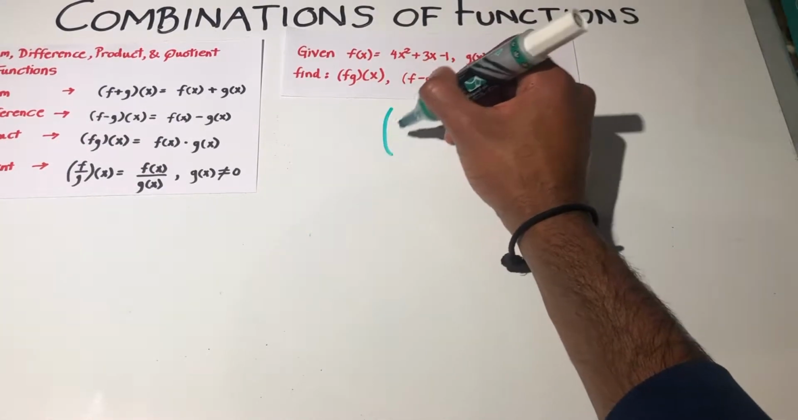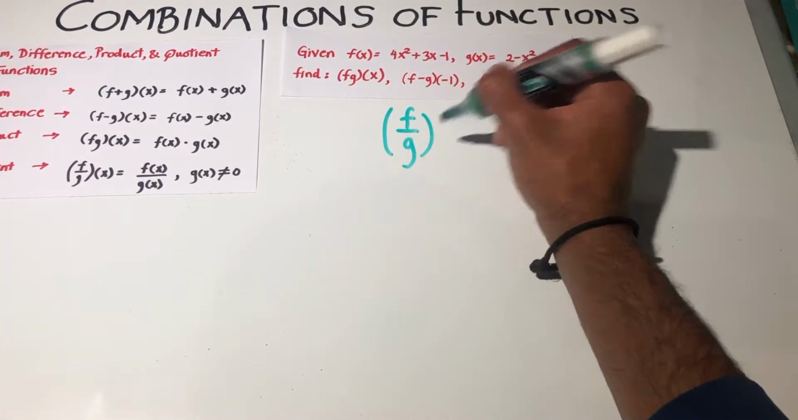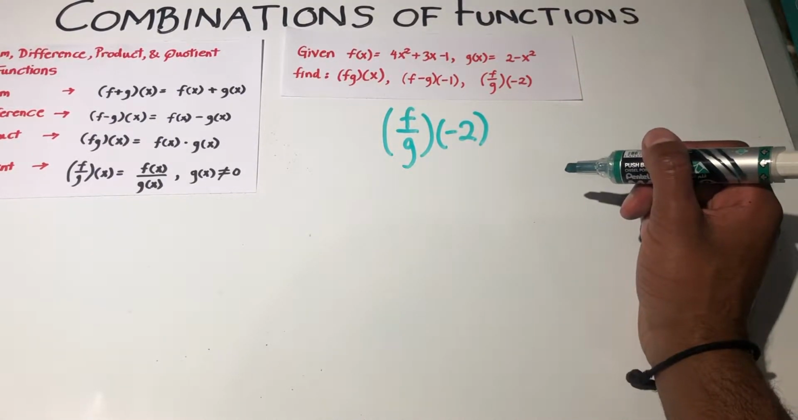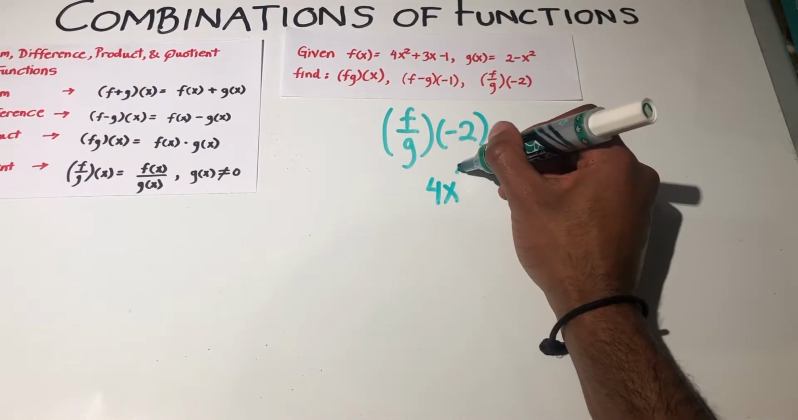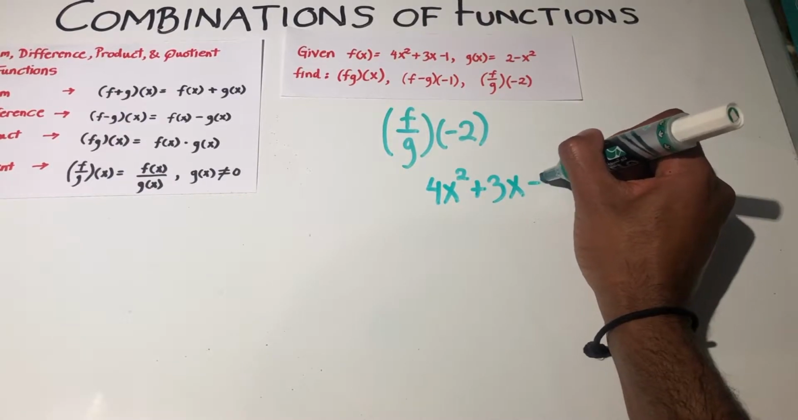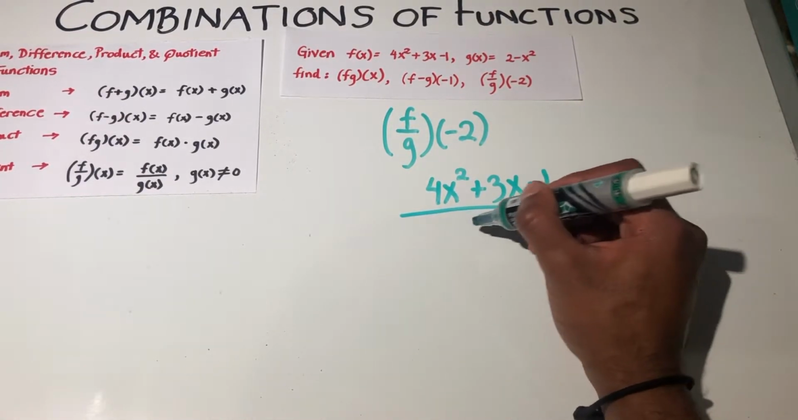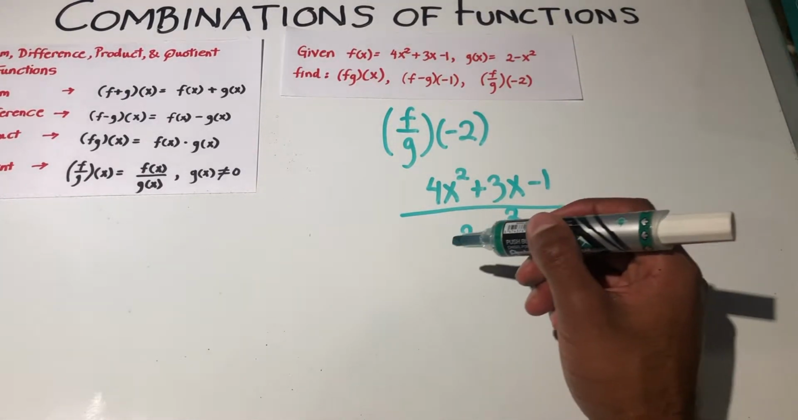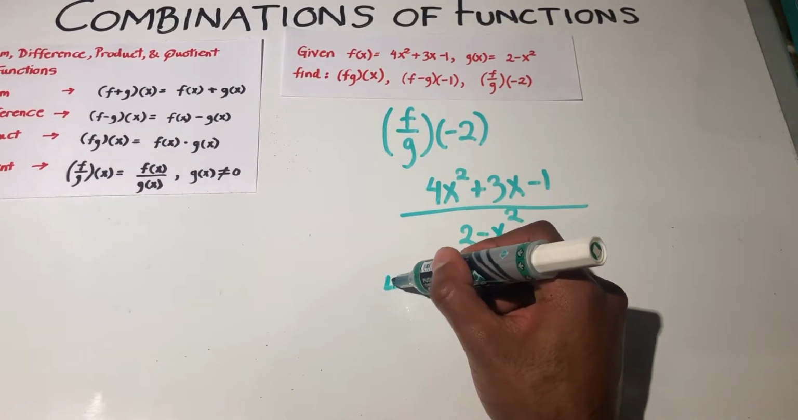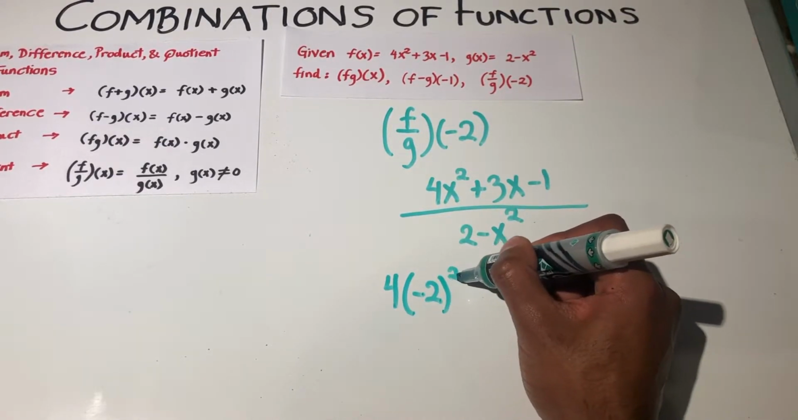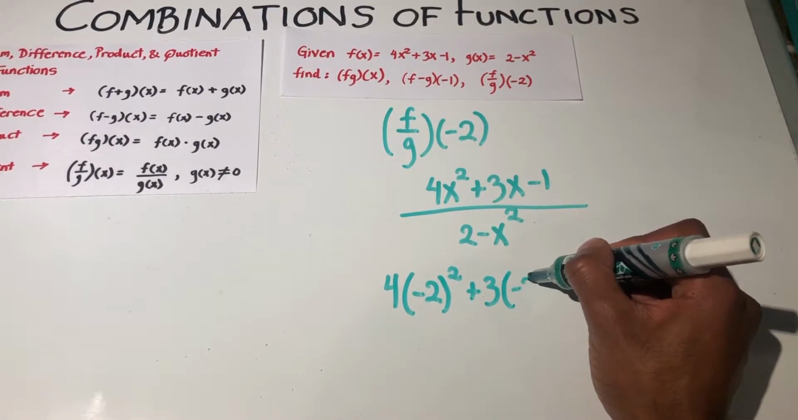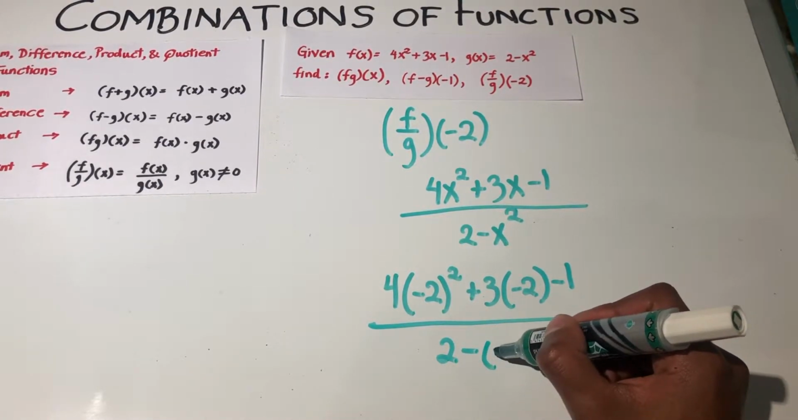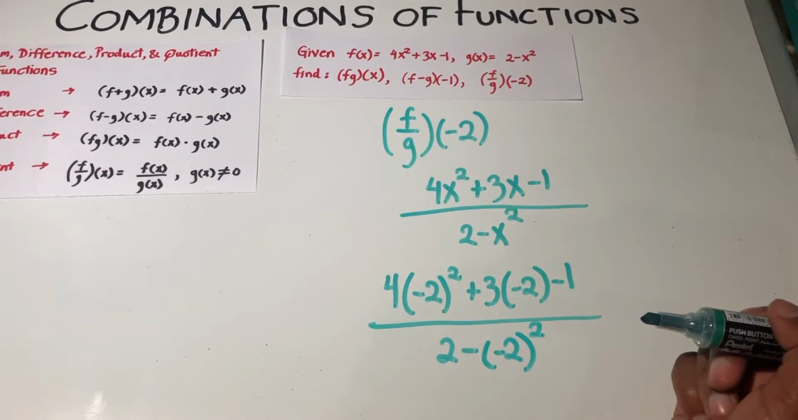Now we have f over g of -2. And that's much simpler than the previous two parts of the problem. We have 4x squared plus 3x minus 1 all over 2 minus x squared. Now we can just replace -2 in for x. We're going to get 4 times -2 squared plus 3 times -2 minus 1 all over 2 minus -2 squared.